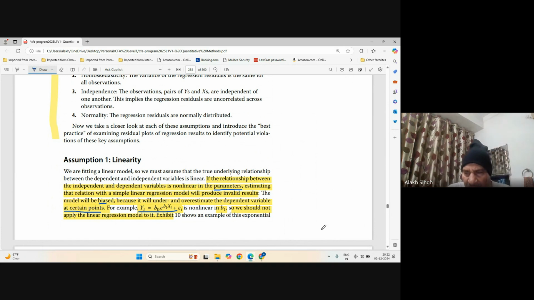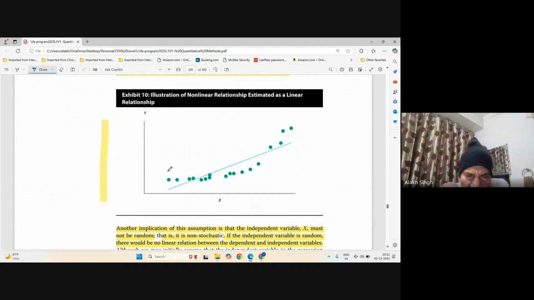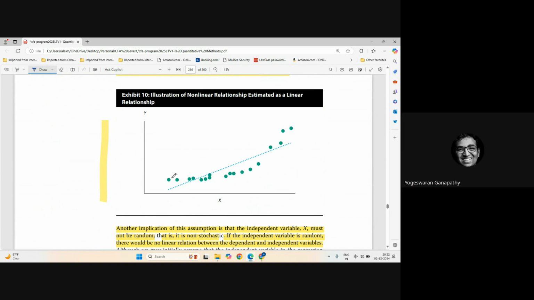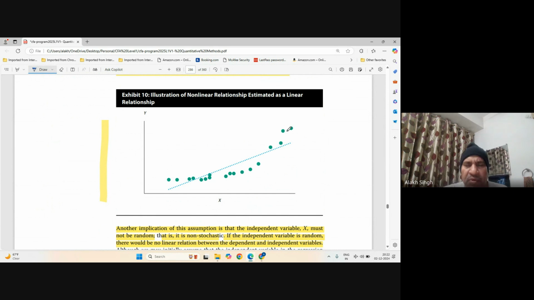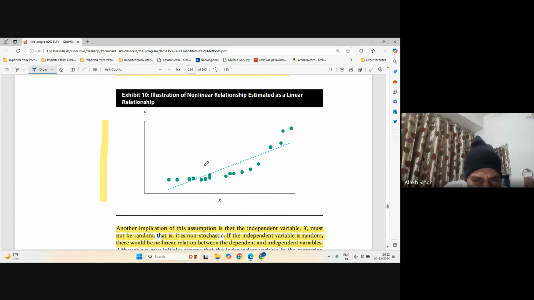So let's look at the example and you will understand it very well. Here, it looks like what? A wide parabola. If you draw this relationship, it seems to be something exponential. Either parabola or exponential. So it is exponential. Now, at this point, all the error terms are underestimating. And here they are overestimating.